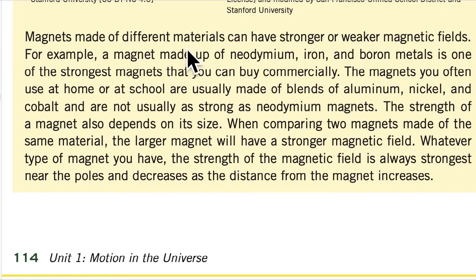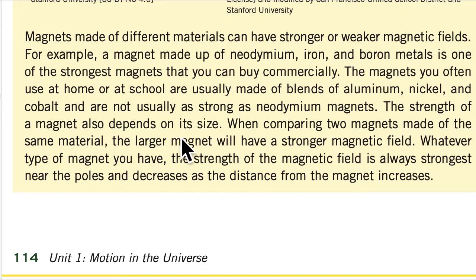Magnets made of different materials can have stronger or weaker magnetic fields. For example, a magnet made of neodymium, iron, and boron metals is one of the strongest magnets that you can buy commercially. The magnets you often use at home or at school are usually made of blends of aluminum, nickel, and cobalt, and are not usually as strong as neodymium magnets.